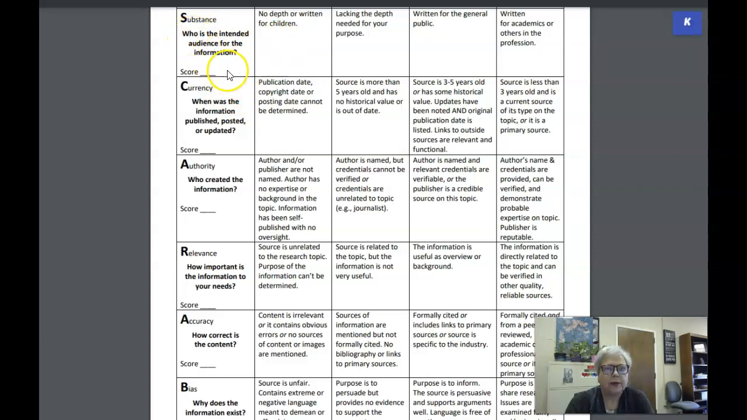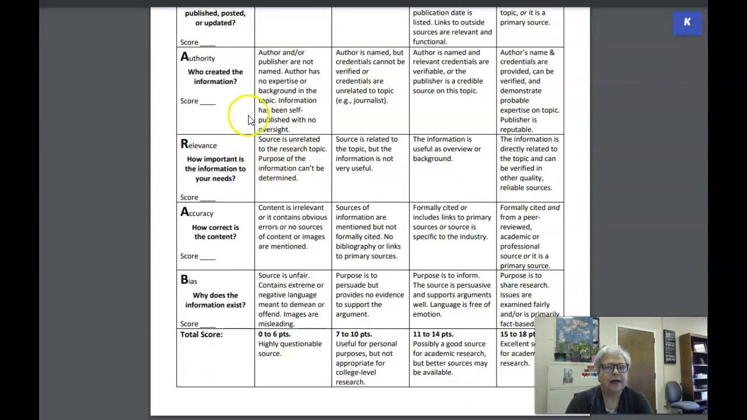All right, so the substance of it: who's the intended audience? Is it written for academics or others in the profession, the general public even maybe? This would be good. If it doesn't have much information and it doesn't have anything to do with your purpose, if it looks like it was written for children, then it's not a good source to use for a college paper. Currency. When was the information published or posted or updated? Especially if you're giving facts and figures related to your problem. Don't use old stuff. Find the most recent information that you can.